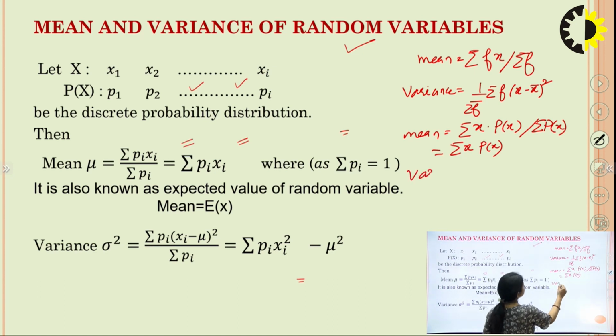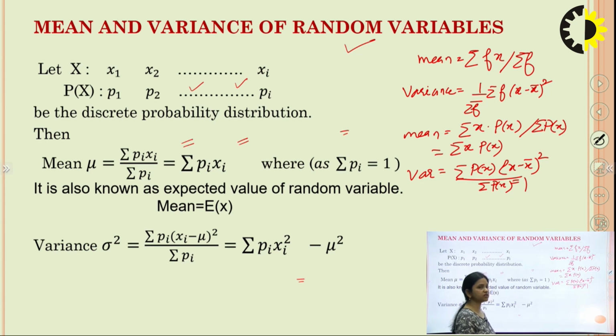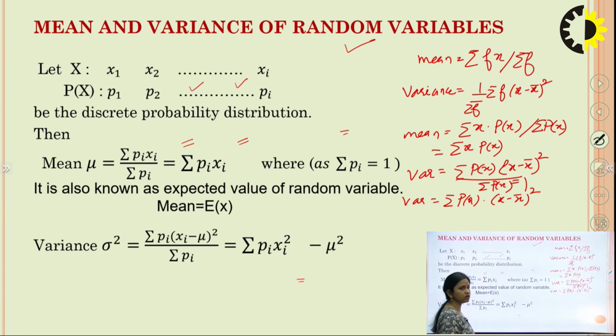Similarly, the variance for a probability distribution is given by summation, now we will use a probability function, (x minus x bar) raised to the power 2 upon the sum of total probability. But we know that total probability is equal to 1. Sum of all probabilities means total probability, and that is equal to 1. So variance is equal to the sum of px into (x minus x bar) raised to the power 2. This is the formula for variance.